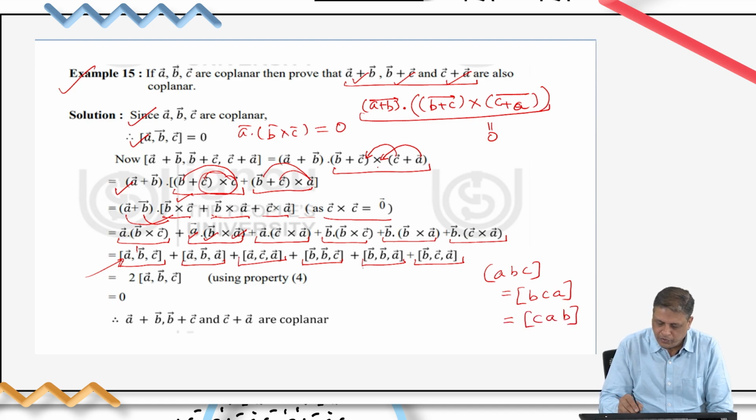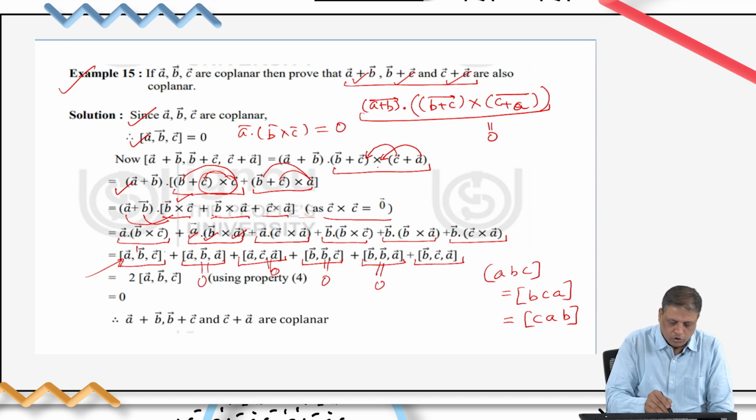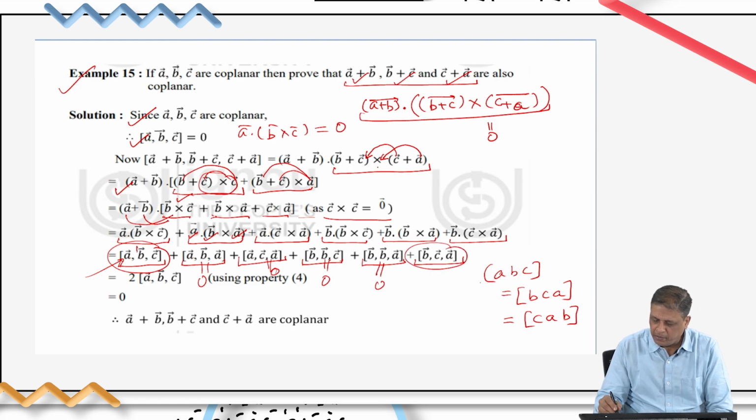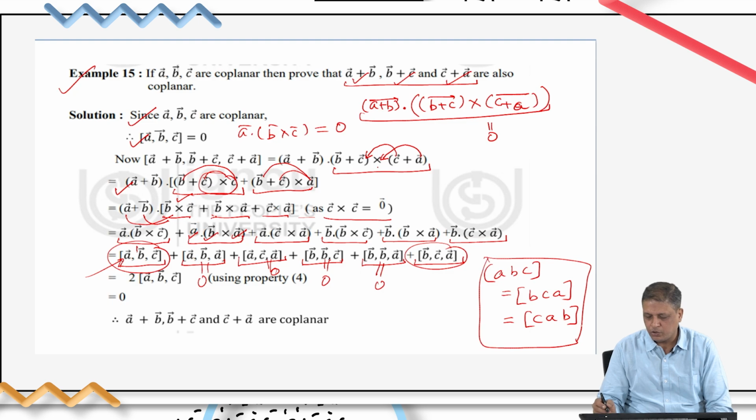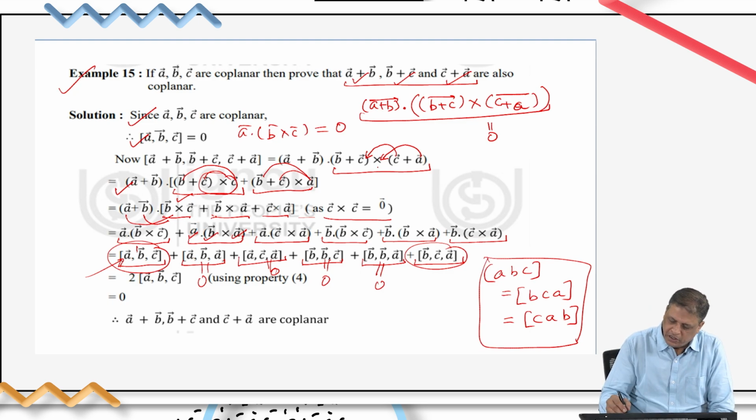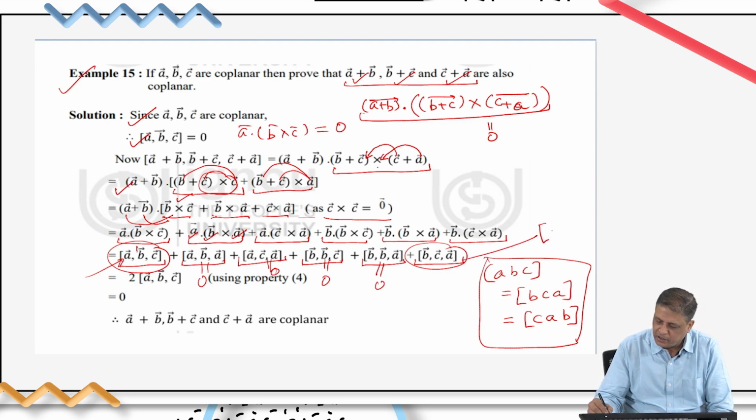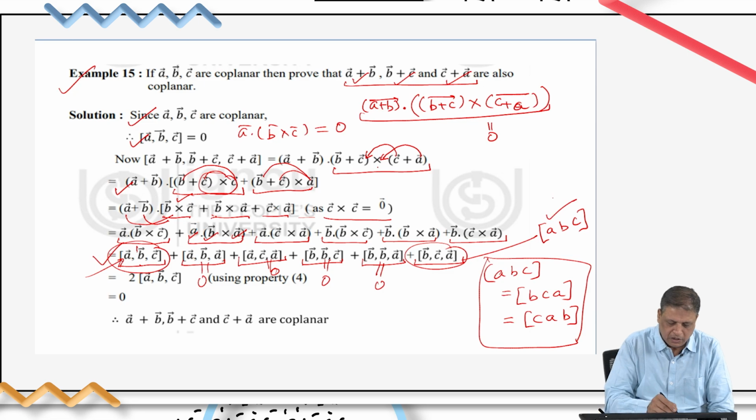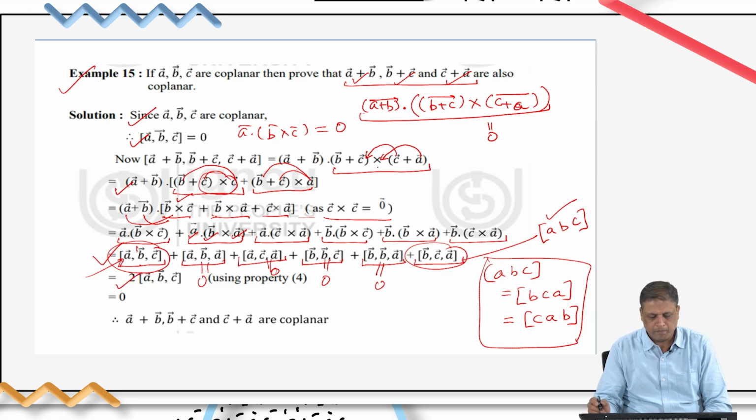Now, we are having BBA, so this will turn out to be 0, BBC, this will turn out to be 0, ACA, this will turn out to be 0, ABA, this will turn out to be 0. So, only two terms will remain, the first term and the last term. And by using the property that [ABC] is equal to [BCA] is equal to [CAB], this [BCA] can be written as [ABC]. So, that means [ABC] plus [ABC] turns out to be twice of [ABC].